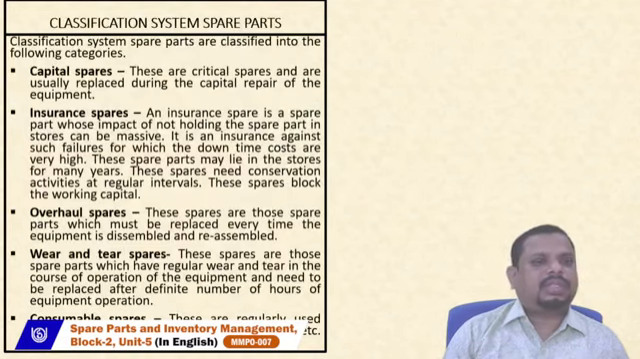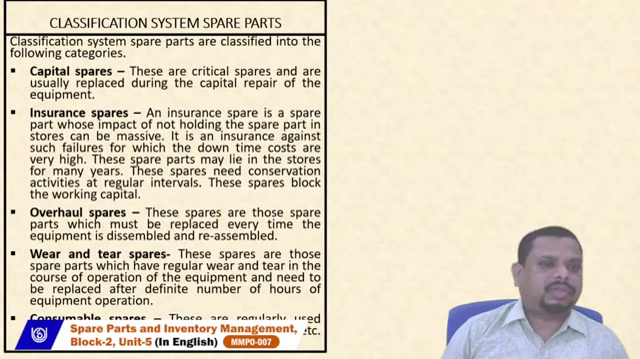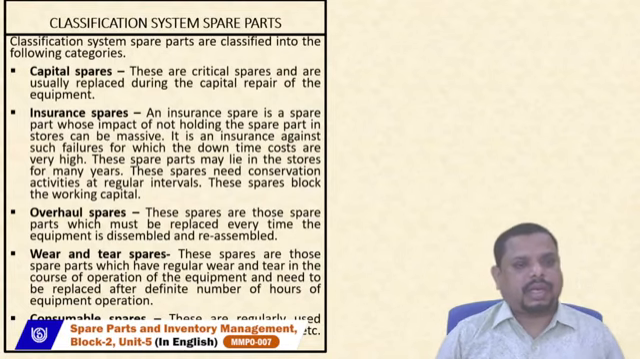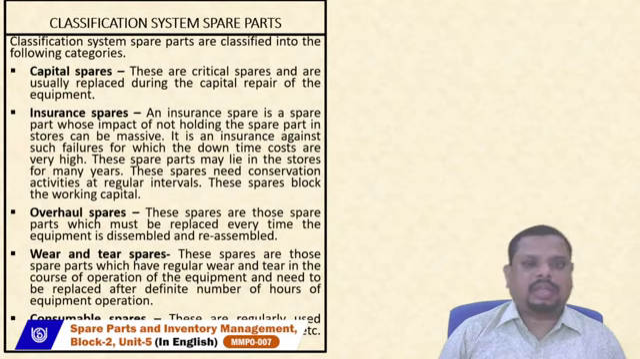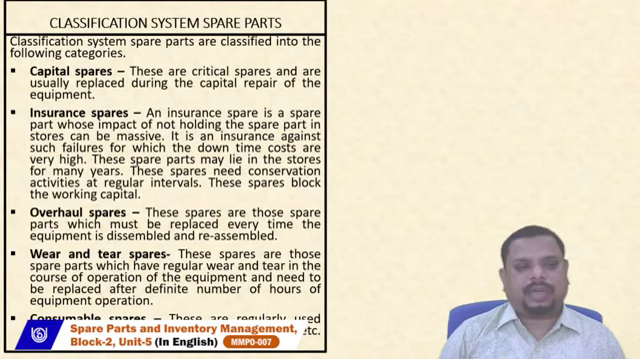The next one is classification of spare parts. So let's understand how the spare parts are classified. The first one is capital spare. The second one is insurance spare. Then overhaul spares. Then wear and tear spare. And the last one is consumable spares.